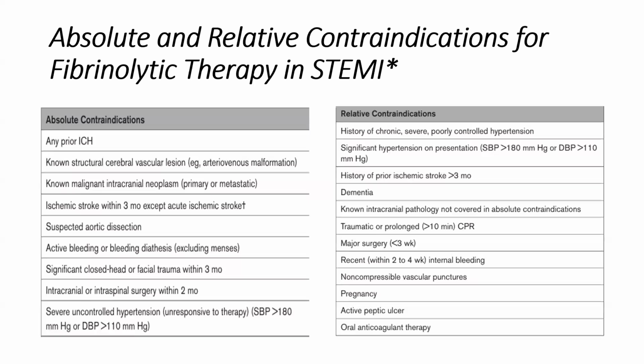The relative contraindications are history of chronic, severe, poorly controlled hypertension, significant hypertension on presentation, that is, systolic blood pressure more than 180 or diastolic blood pressure more than 110, history of prior ischemic stroke more than 3 months ago, dementia, known intracranial pathology, traumatic or prolonged CPR, major surgery within the past 3 weeks, recent internal bleeding, non-compressible vascular puncture, pregnancy, active peptic ulcer, and oral anticoagulant therapy.